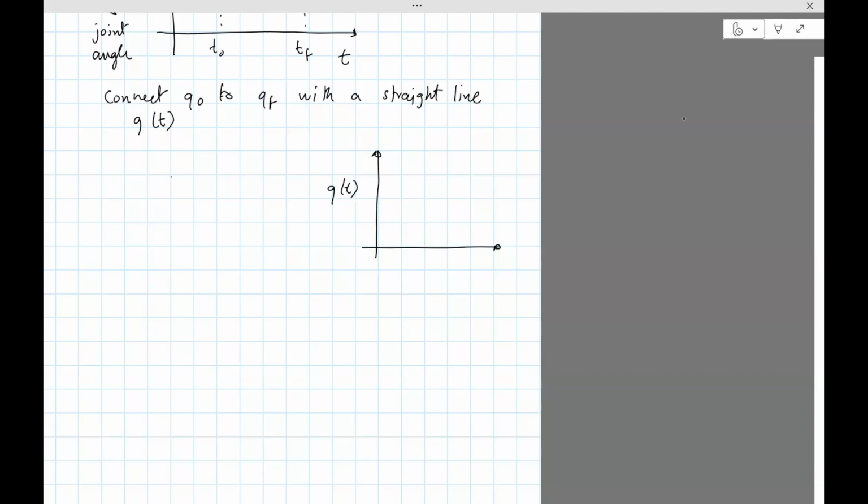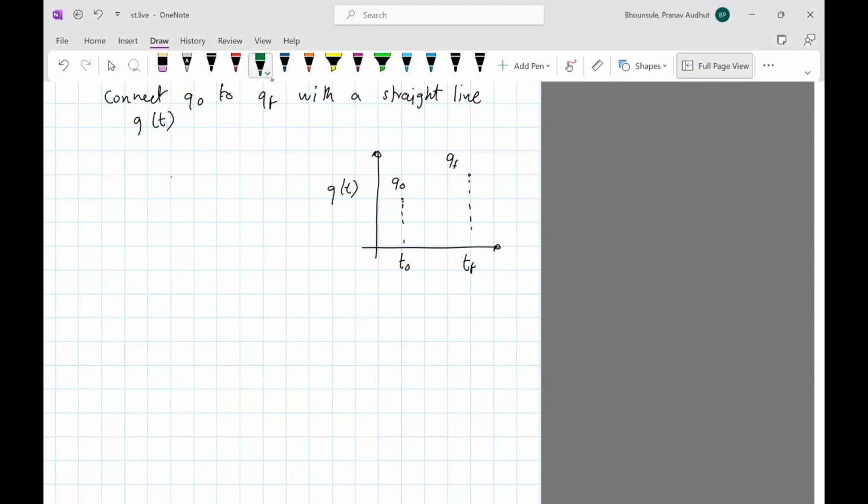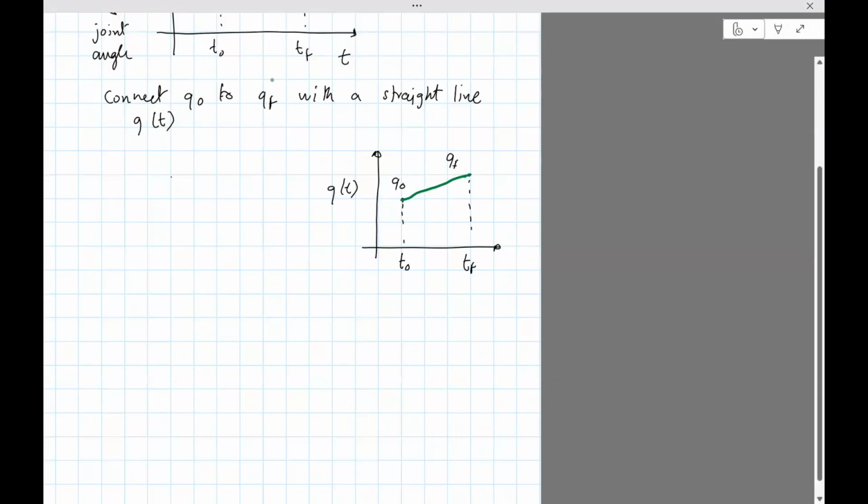Q of t, Q0, QF, T0, TF, and then of course a straight line. Okay, so let's try to compute Q of t.